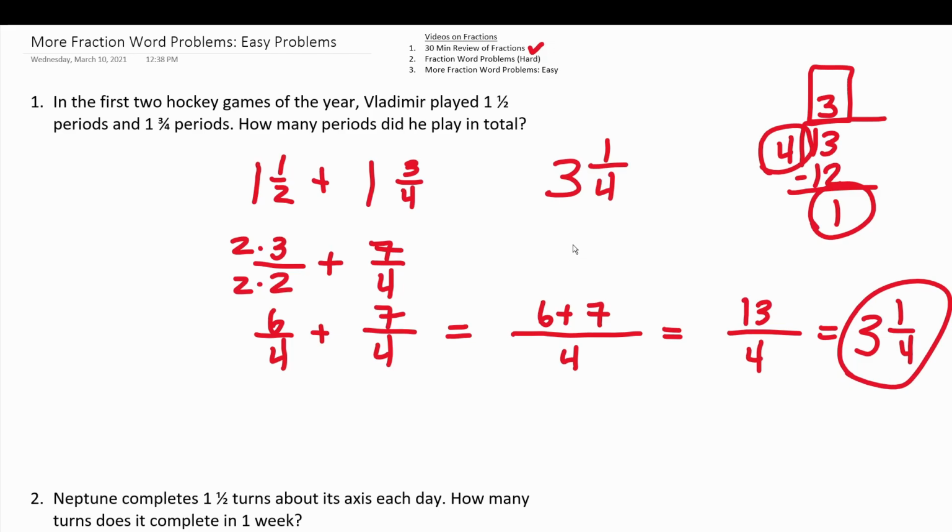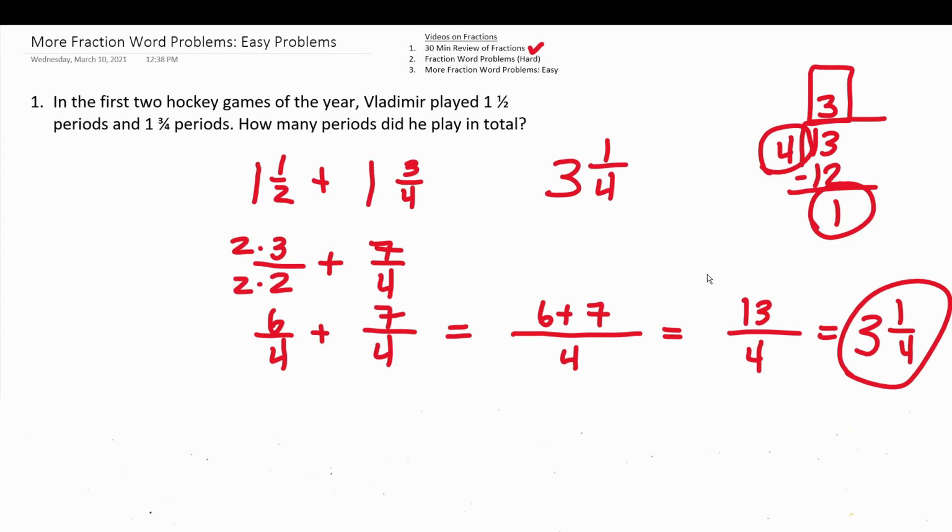And to answer this question, Vladimir played 1.5 periods as well as 1 3/4 periods. He played a total of 3 1/4 periods of hockey. So that's this one. Again, not that much work to solve this one, but a little bit easier than the problems you saw in my video from last week.